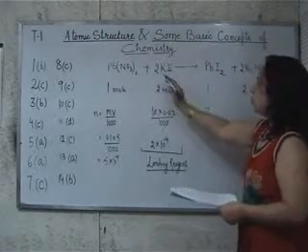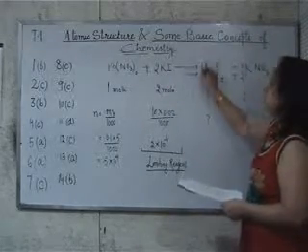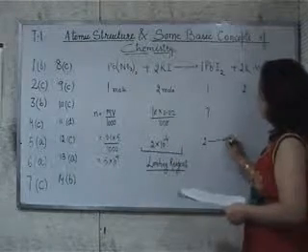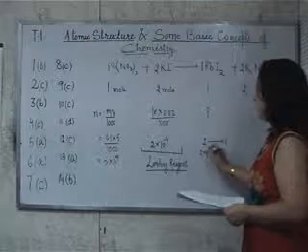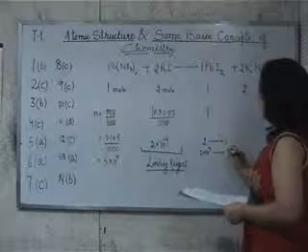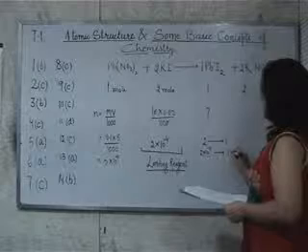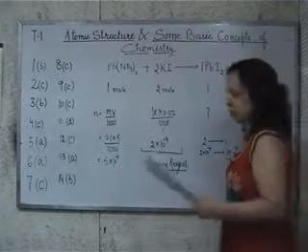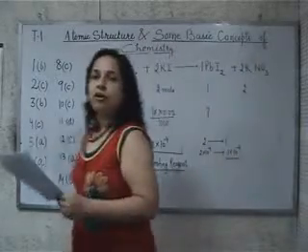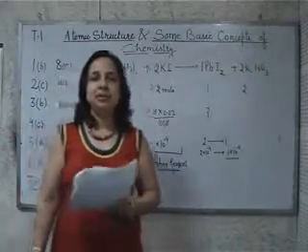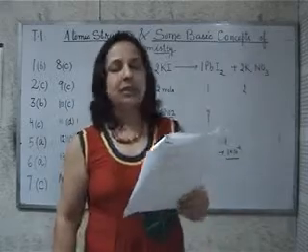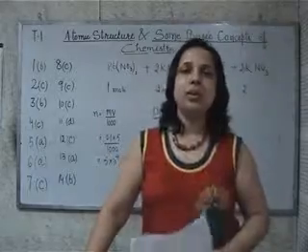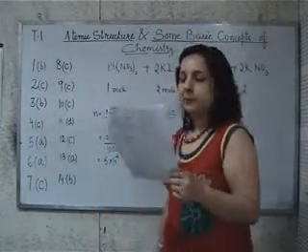2 moles give us 1. So 2 into 10 raised to power minus 4 will give us 1 into 10 raised to power minus 4. So the option is B, from the concept of limiting reagent. Remember one thing: a limiting reagent is a reagent which is given in a lesser quantity than required.